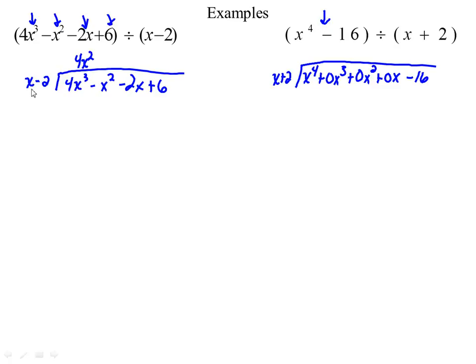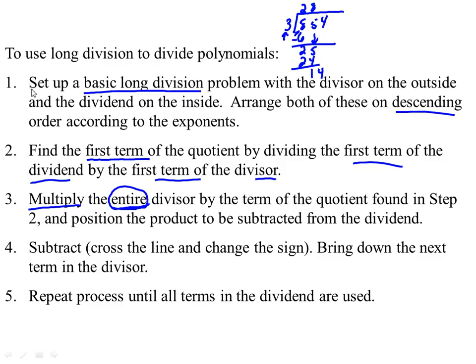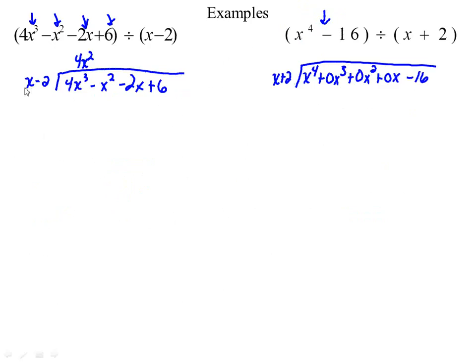When you multiply, look at your steps. When you multiply, you're going to multiply the entire divisor by the term of the quotient found. So watch. You've got to multiply 4x squared times the whole entire divisor of x minus 2. That's the distributive property. 4x squared times x is going to be 4x to the 3rd. 4x squared times negative 2 is negative 8x squared. Distributive property.